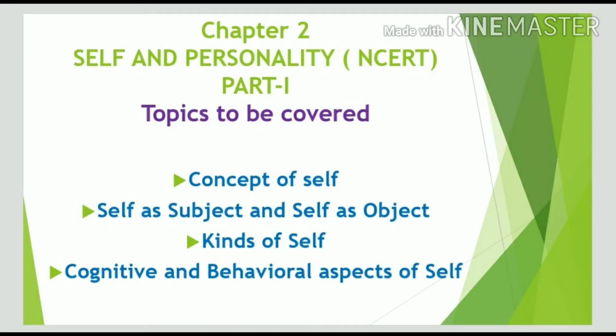Hello everyone. Today we will study the second chapter of Psychology Class Plus 2, and the name of the chapter is Self and Personality. The topics that will be covered in this part are concept of self, self as subject and self as object, kinds of self, and cognitive and behavioral aspects of self.